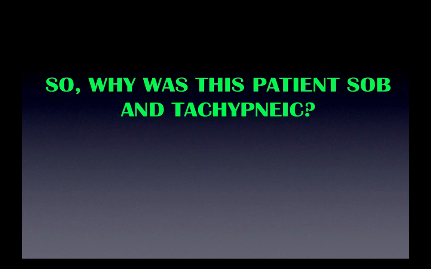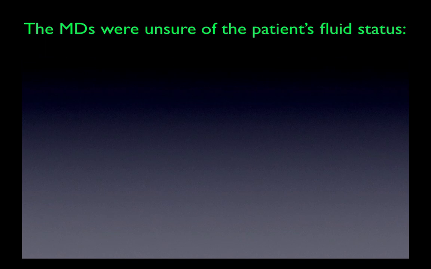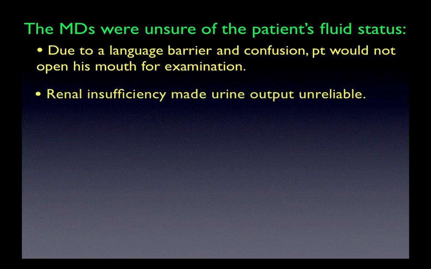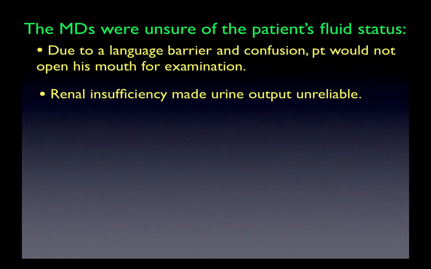Further ultrasonography was utilized. The MDs were unsure of this patient's fluid status. The patient did not speak English, and due to a language barrier and the patient's confusion, the patient would not open his mouth for examination. Since the mucous membranes were not easily able to be examined, we could turn to the urine output. However, renal insufficiency made the urine output unreliable because the patient had a baseline oliguria.